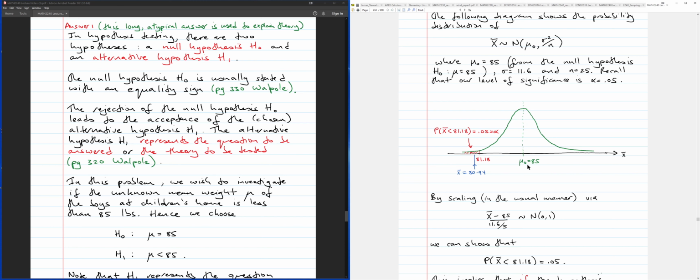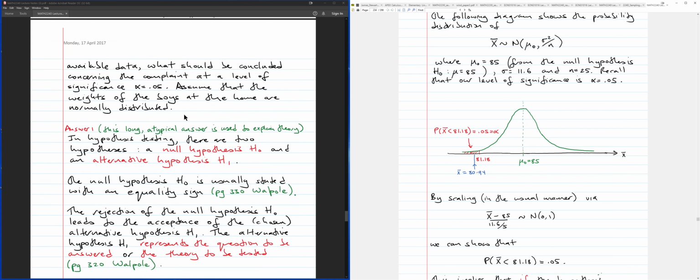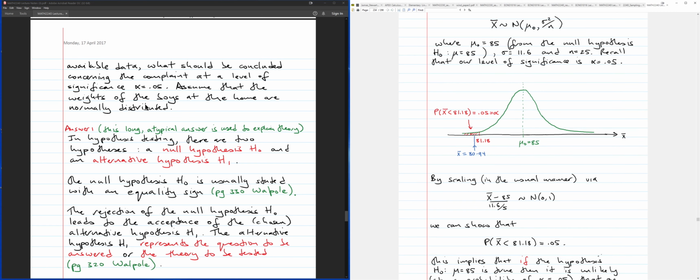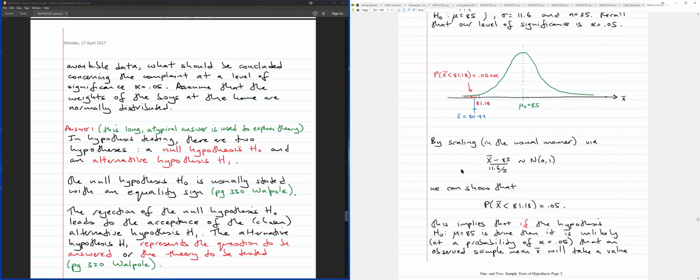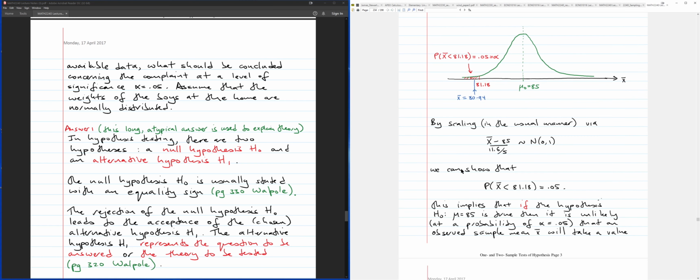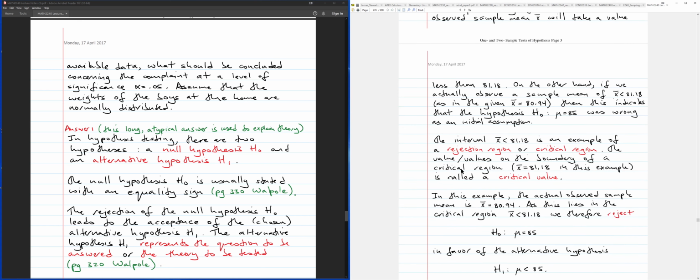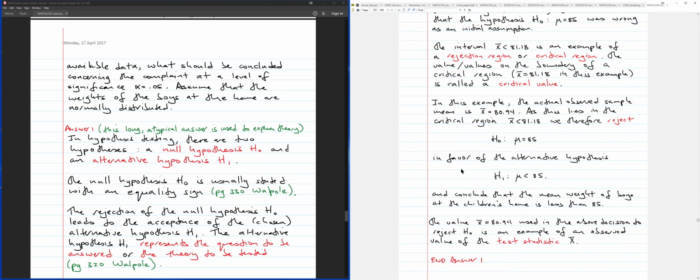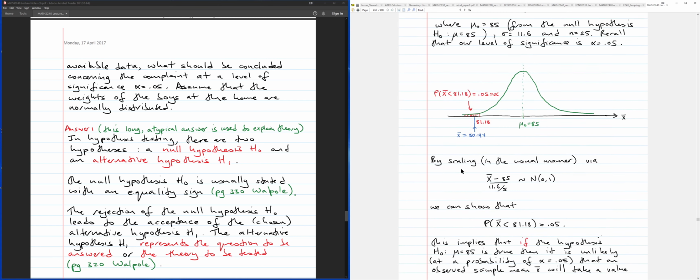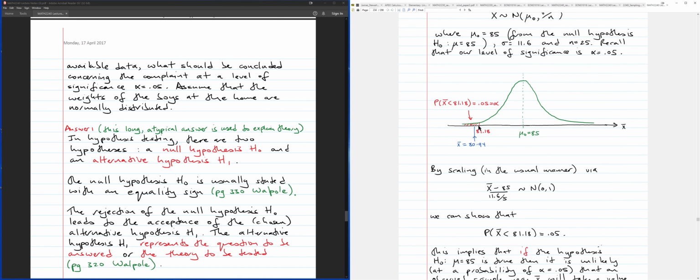But what we want is a standard way of deciding. The standard way of deciding is based on the significance level that's given to us. We're given a significance level of 0.05. That significance level is going to determine what's called a rejection region. So what's your rejection region? Your rejection region is values less than 81.18.